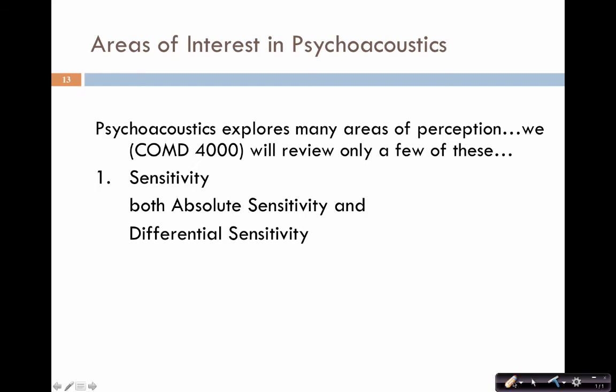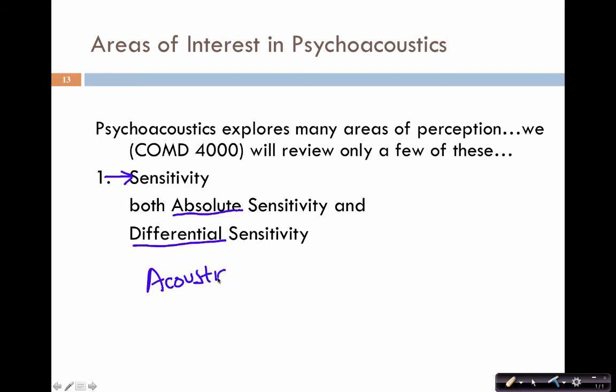When we look at the areas of interest in psychoacoustics, there are really a lot, but what we're going to be thinking about in ComD 4000 are just several of these. We're going to be looking principally at 5 main things across the next few slide sets. First one is sensitivity. Sensitivity has to do with detectability, the detection of something. We're going to talk about absolute sensitivity, which references the least amount of a stimulus we can detect. And we're going to talk about differential sensitivity, which is the least amount of a difference between two stimuli that we can detect.